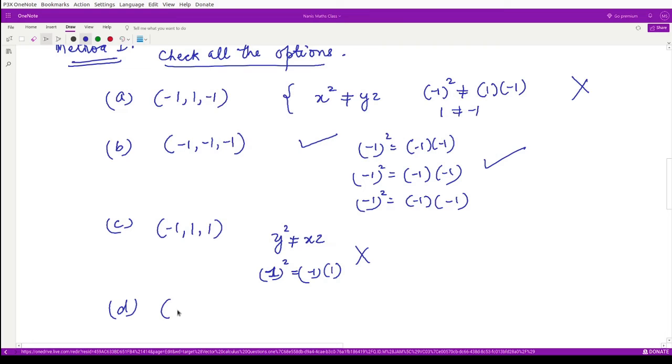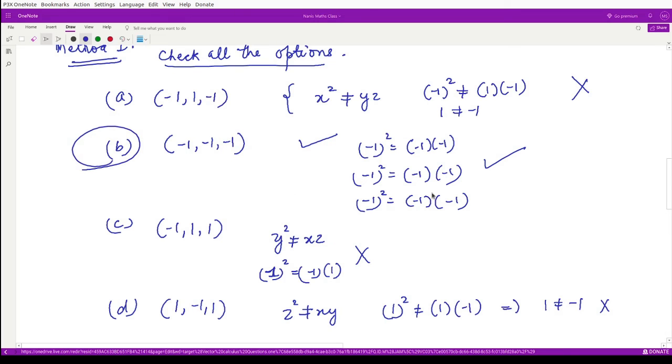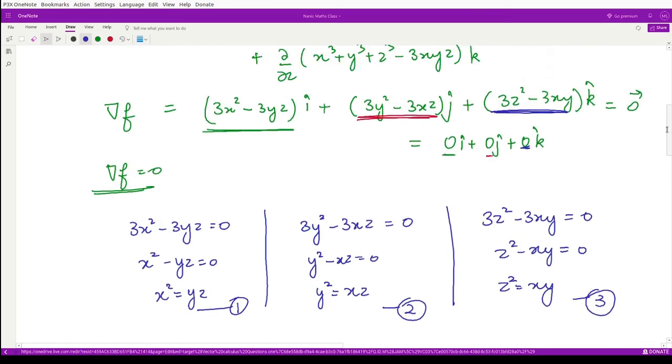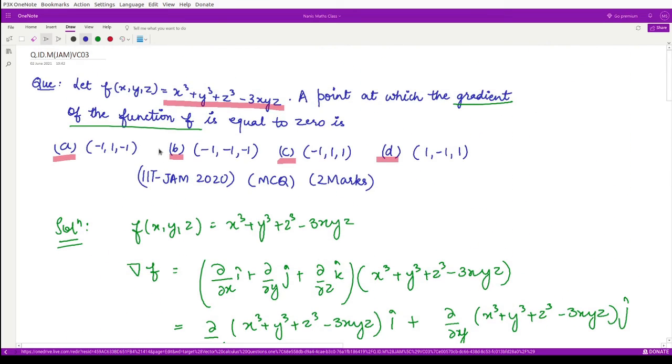And for the last point, we have 1, minus 1, 1. So accordingly, here the condition z square is not equal to xy. Why? Because z is 1 square and your x is 1, y is minus 1. So here obviously 1 is not equal to minus 1. So this is also incorrect. So here we obtain option B. This is according to method 1.